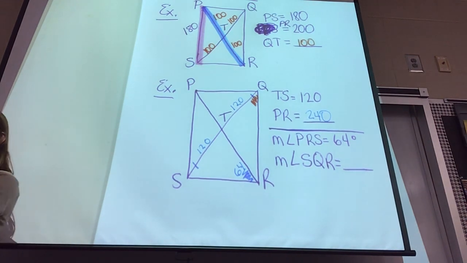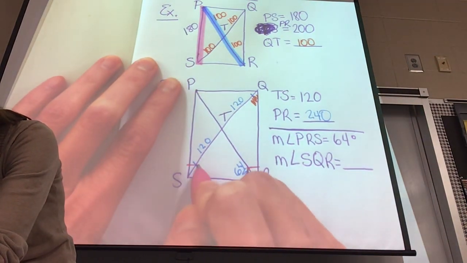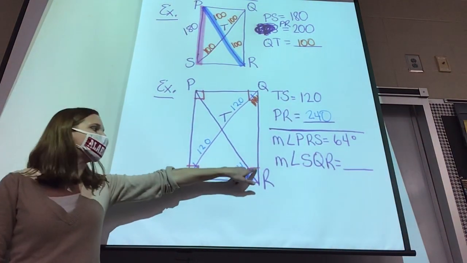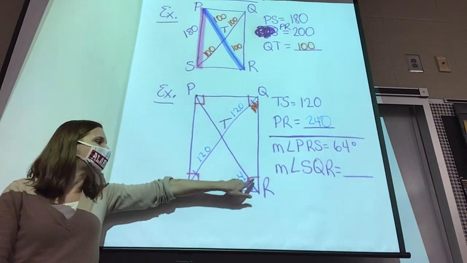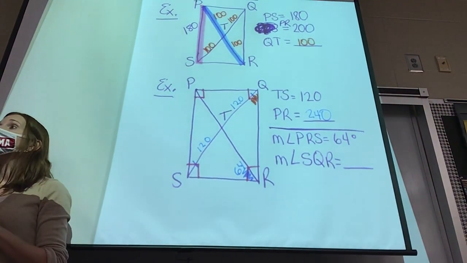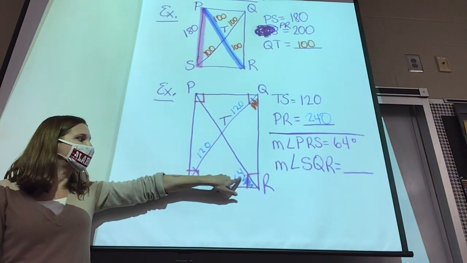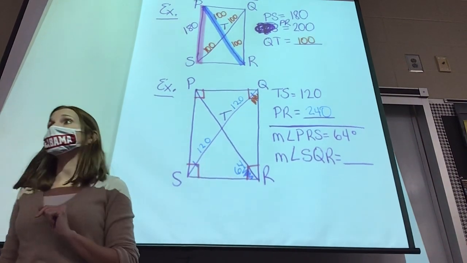What do we know about every angle in a rectangle? It's easy. It's 90 degrees. So every one of these is 90 degrees. So if I know this is 90 degrees and this is 64, how do I find that missing piece? 90 minus 64. So if I do 90 minus 64, I know what this piece is over here.